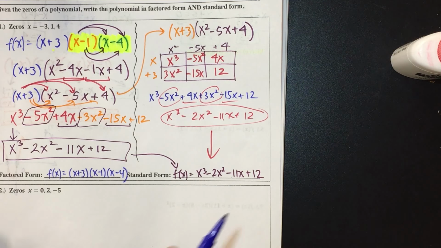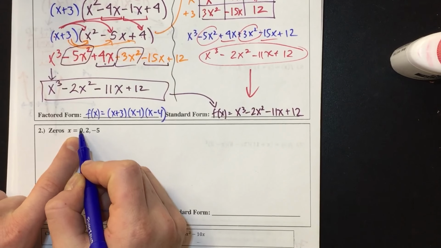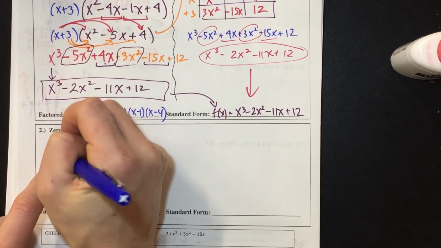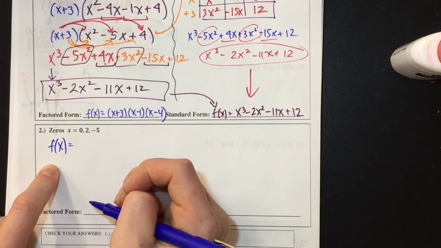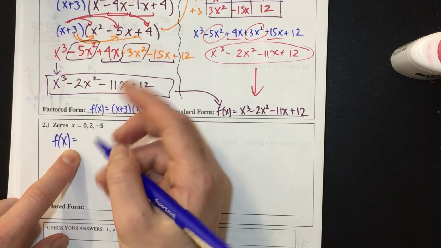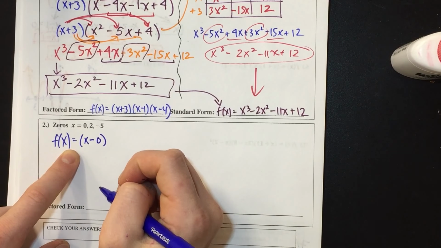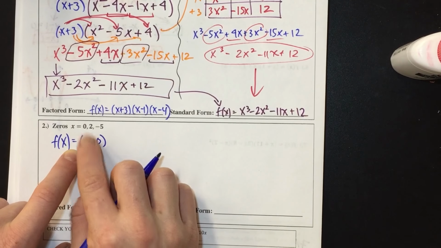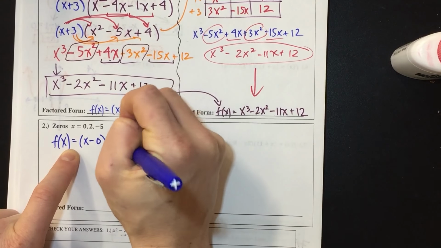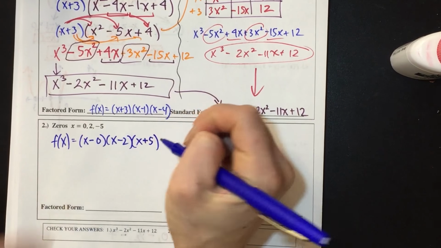All right, let's start the next one. If 0 is a zero, I can just write x. But if you forget that, you can do the same thing we were doing before and say x minus 0. This will get you the same place. That would be that one. X plus or minus 2. Minus 2. Plus or minus negative 5. Yeah, plus 5. Cool.